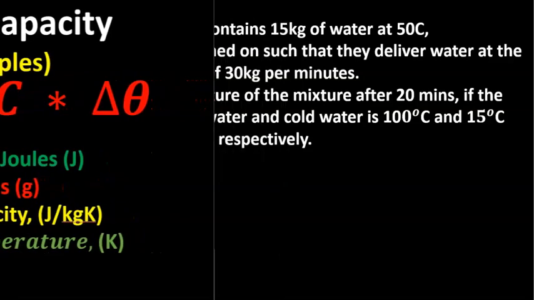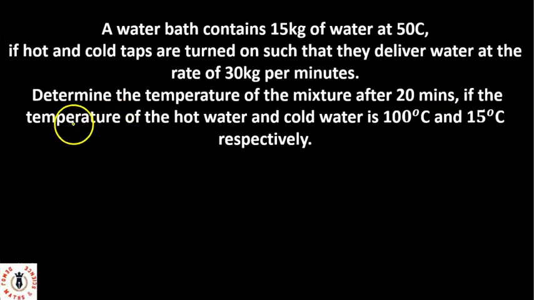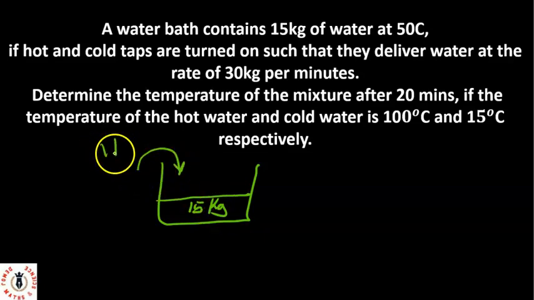Our question says, a water bath contains 15 kg of water at 50 degrees Celsius. If cold water and hot water taps are turned on such that they deliver water at the rate of 30 kg per minute. Now, let's take it this way. Here's a jar. This jar contains 15 kg of water. Now, I have hot water turned in. Here's hot water. And I have cold water turned in. Here's cold water.